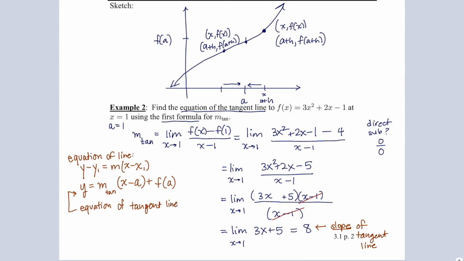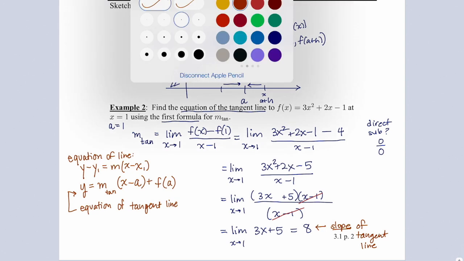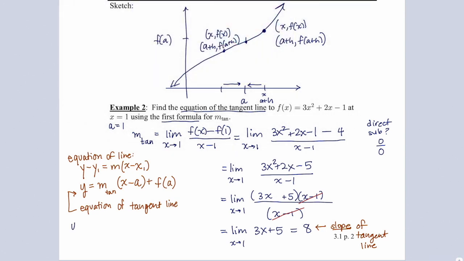So for this particular problem, we will want y equals, we figured out the slope of the tangent line was 8, and our fixed x coordinate was 1, and we determined that f of 1 was 4. So let's take a look at the graph of f along with the graph of the tangent line and see how it looks.